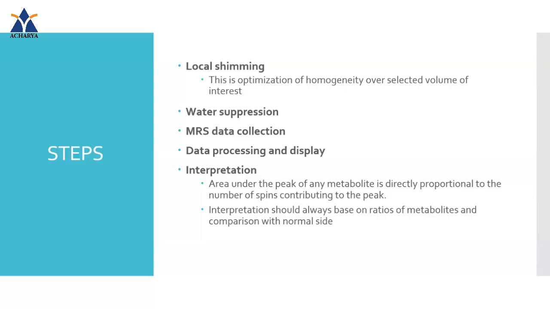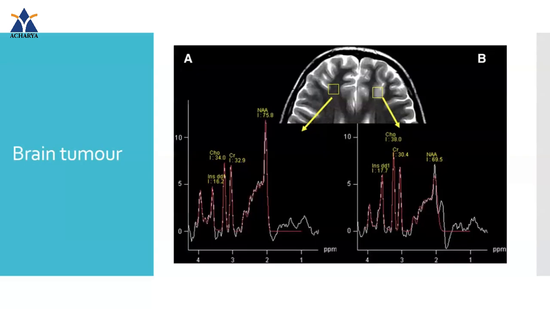For interpretation, these are the peaks of metabolites. These peaks show the concentration of these metabolites inside your tissue. The area under a particular peak represents the concentration of that particular metabolite. The metabolite which is present in higher concentration provides higher signal intensity and is represented as the highest peak on the spectrum.